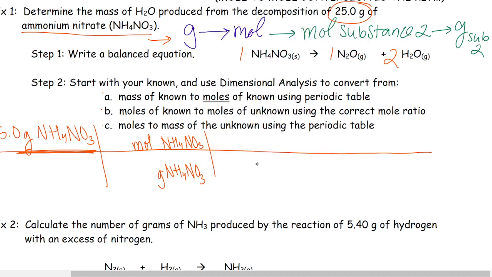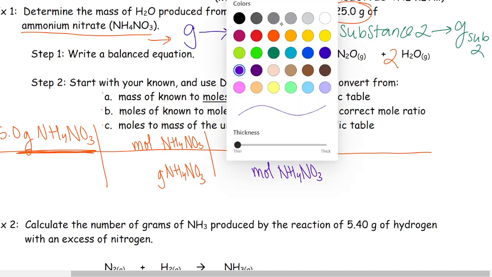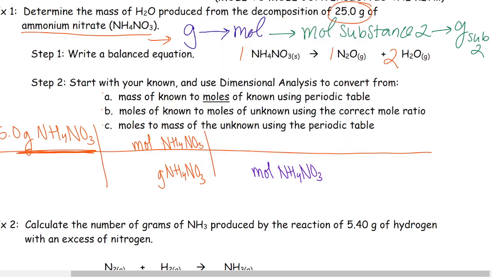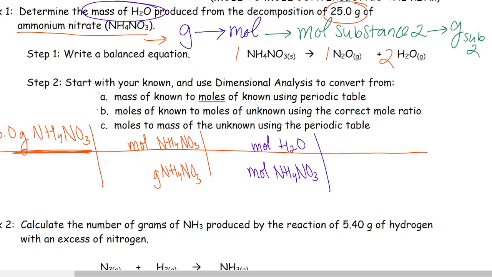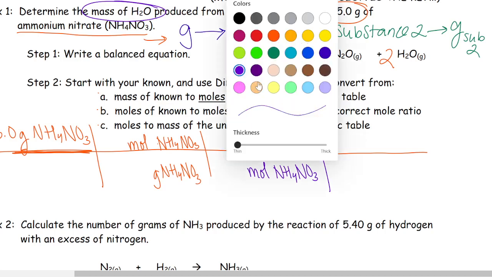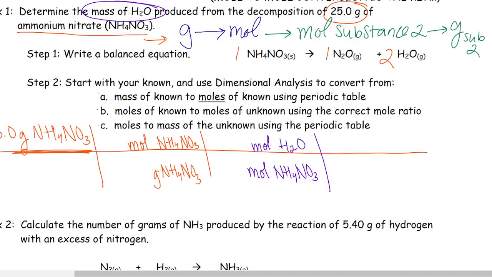So then from moles of NH4NO3, I should have made it match these colors, but oh well. Moles NH4NO3, then I can go into what? Moles of, you say H2O? Yes, because that is what we're looking for, the mass of H2O. That is my mole ratio. Then use another color, green. I'm going to bring moles of H2O to the bottom. This one does match. So moles of H2O.